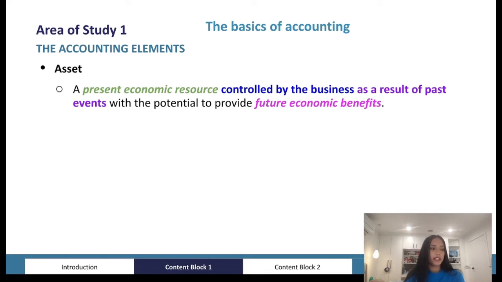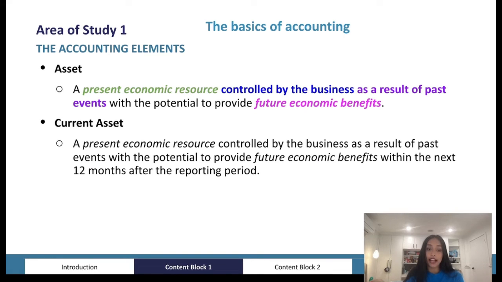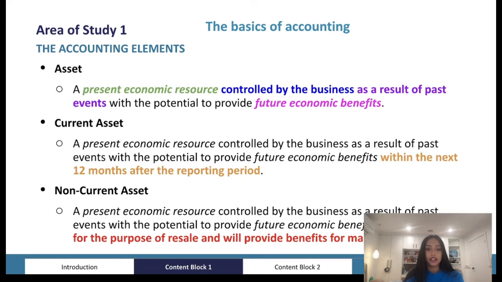And then we have current assets and non-current assets. The only difference is the exact same definition, but with current assets, those economic benefits will be provided within the next 12 months after the reporting period. And with a non-current asset, the economic benefits won't be within the next 12 months, and instead the asset is not held for the purpose of resale, and it will provide benefits for many years, or for a period greater than just 1 year.